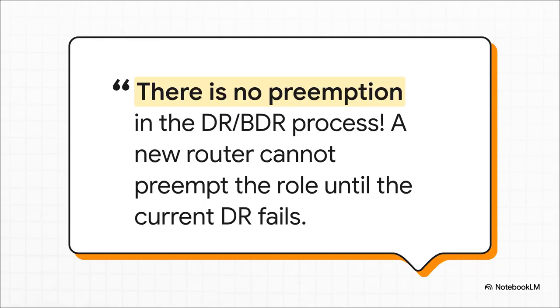Now here's a rule that you absolutely have to burn into your memory because it's crucial for network stability. There is no preemption in the selection. What that means is, once a router becomes the DR, it holds that title for life, or at least until it fails. A brand new router could come online with the highest possible priority of 255, and it cannot force a new election and steal the job. This is by design, to keep the network stable and prevent constant changes.